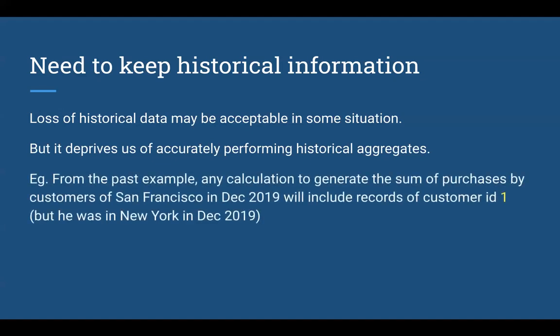And this may not give us an accurate result if we would like to gather the past aggregate. Let's say, for example, we would like to see the sum of purchases made by the users in December 2019 for all the customers who were in San Francisco. Well, if we try to do this analysis now, say it is June 2020, then customer ID 1 will be considered to be living in San Francisco. But as a matter of fact, in December 2019, he was not in San Francisco, he was in New York. So our current aggregate will give us an inaccurate result if we would like to do that on past data, because we don't have the historical data for the customer.